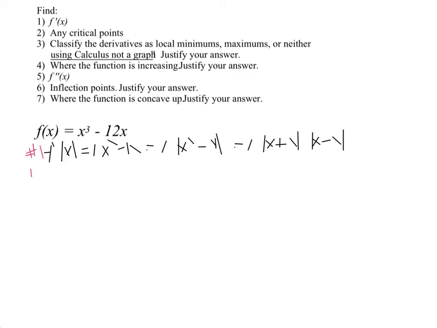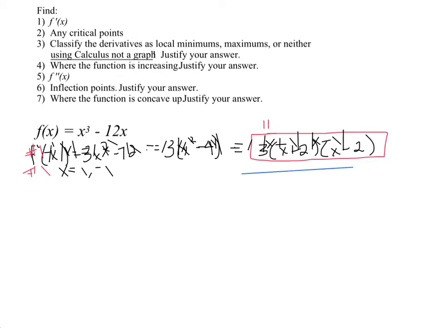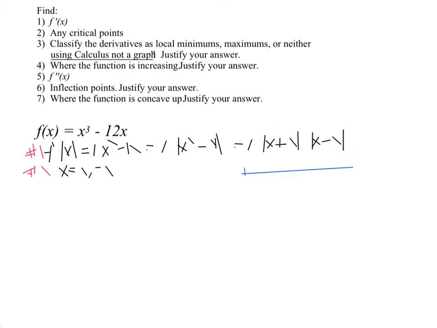The critical points, whatever makes the derivative 0 or undefined, well, of course, that's going to be x equals 2 and negative 2. Classifying those, well, let's put them on a number line. I'm going to do that over here, right by the derivative.